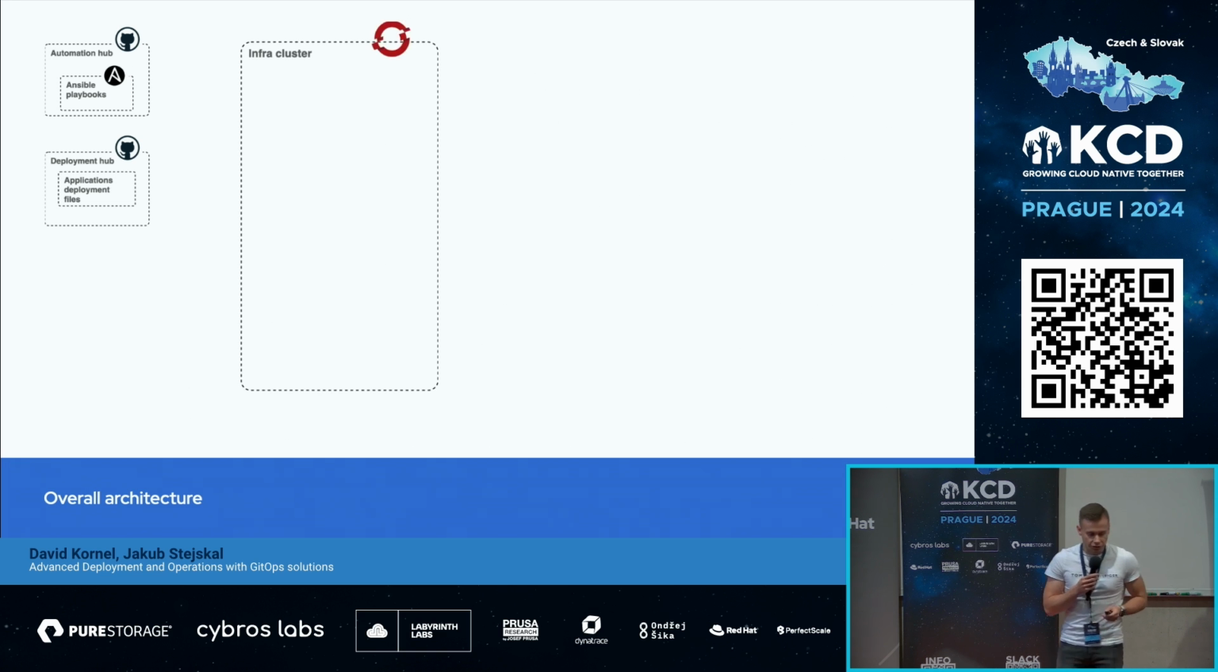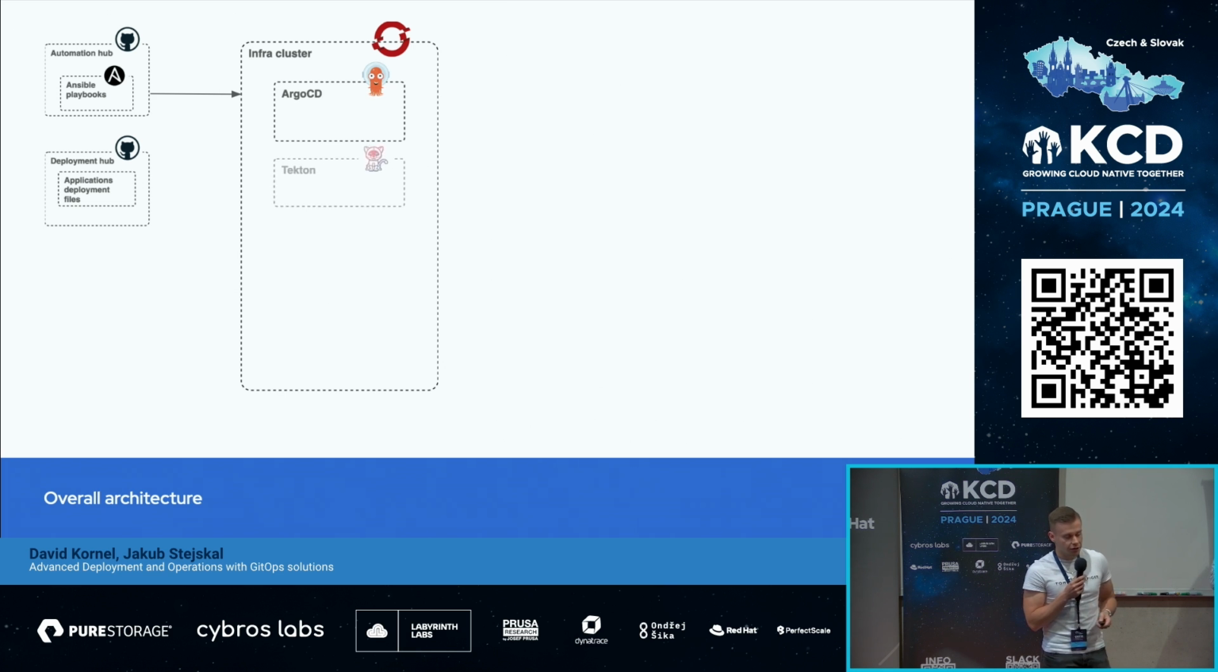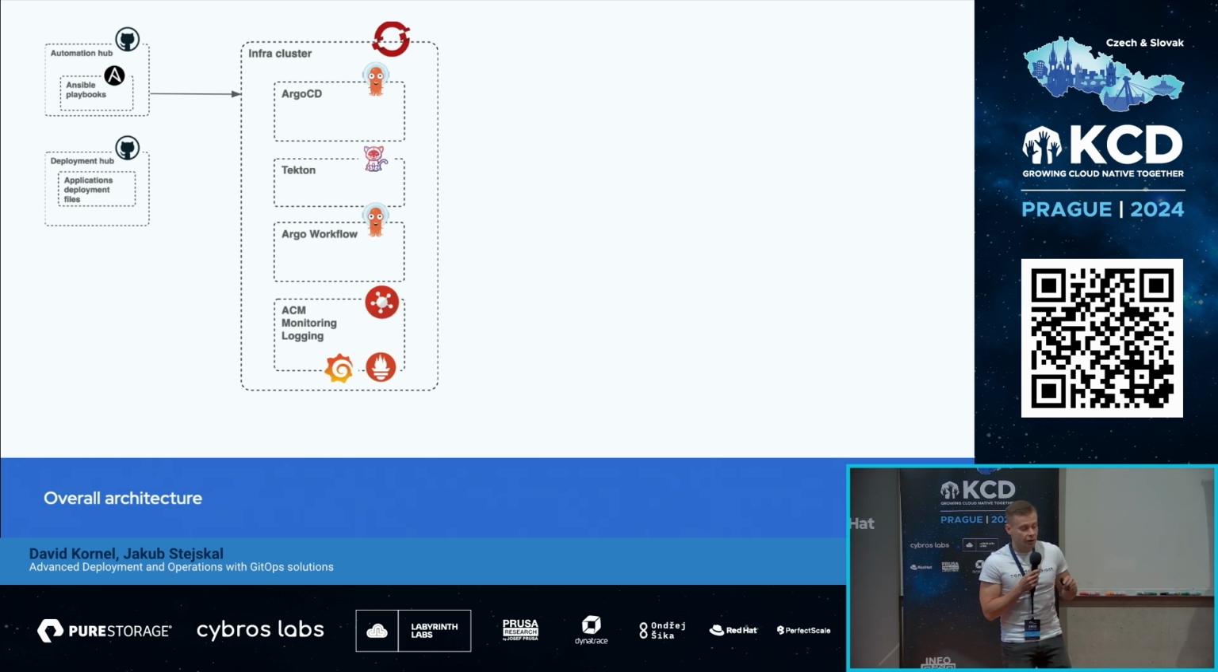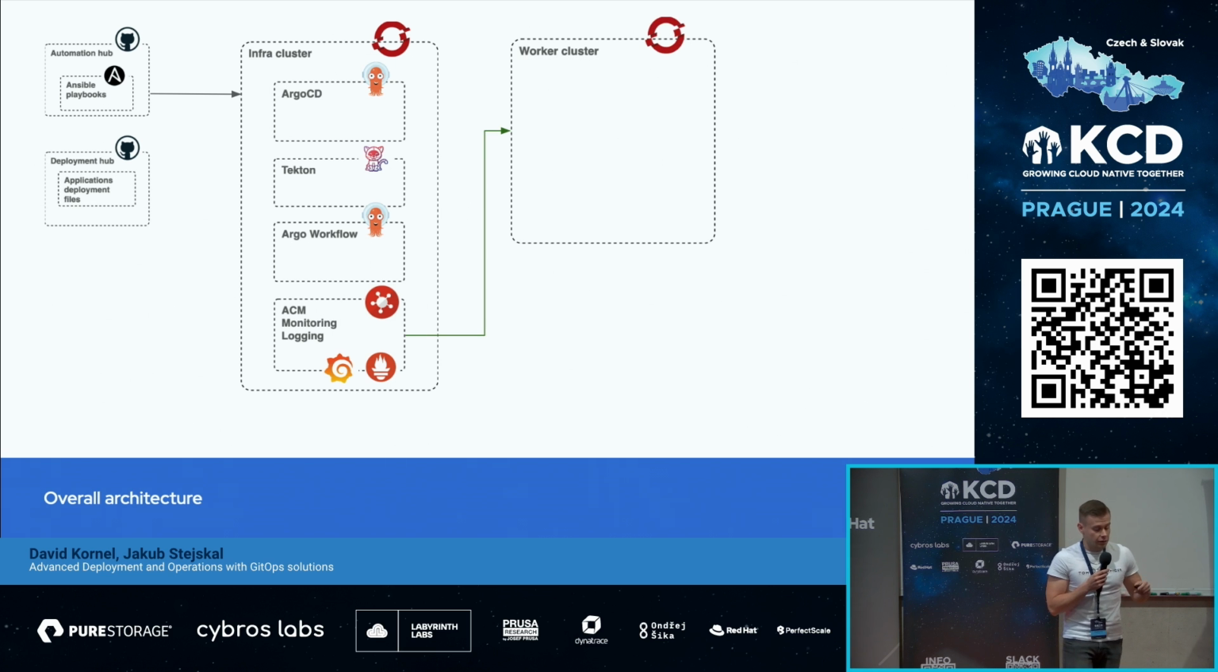Firstly, we need the infrastructure cluster. We use OpenShift, but it's a Kubernetes cluster. In the beginning, you need to trigger the automation from the Automation Hub repository on your own laptop. The installation process will install the ArgoCD operator, Tekton, Argo Workflows, and all the other stuff like Advanced Cluster Management, logging, and monitoring. Now ACM steps in and starts to spawn the worker clusters.